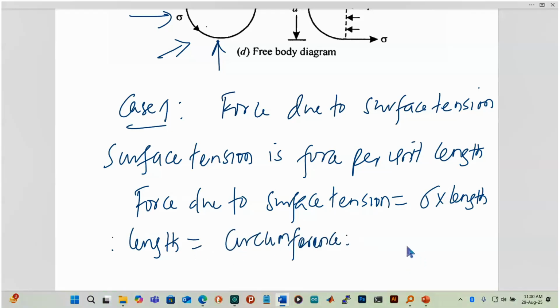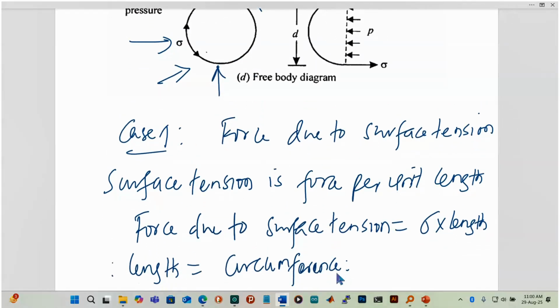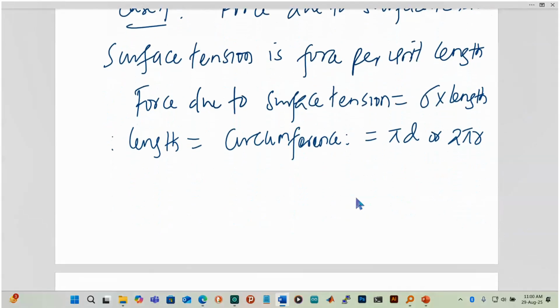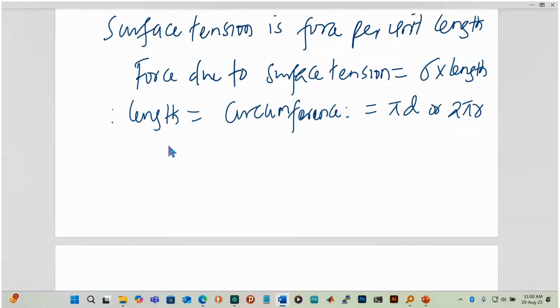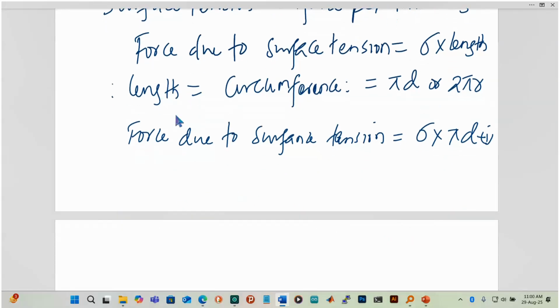So we know circumference is the distance around the figure, like perimeter, but in circles we talk about circumference. Therefore, this is going to be pi d or 2 pi r. So let's maintain pi d for simplicity, and therefore this force due to surface tension will equal to sigma times pi d. So we can call that equation 1, and then we talk about case 2, the force due to pressure.